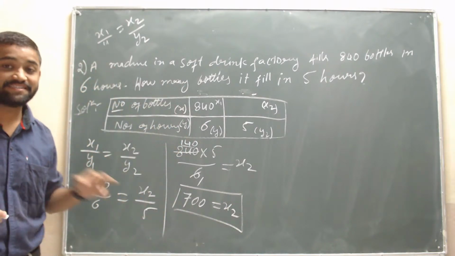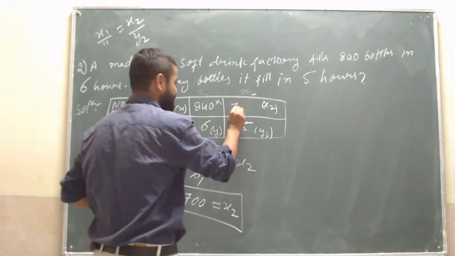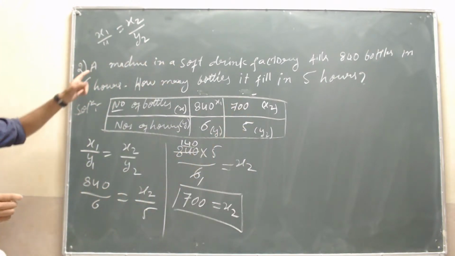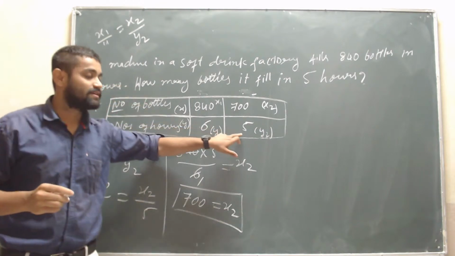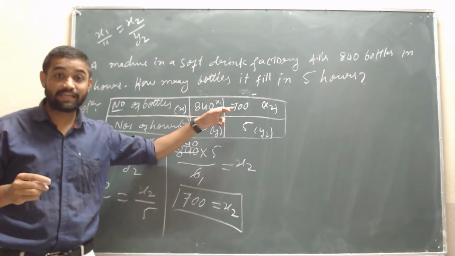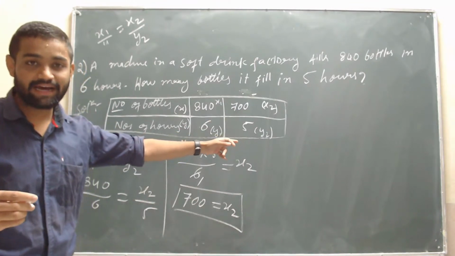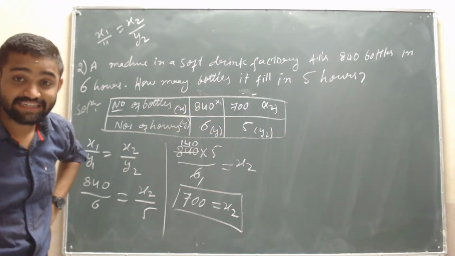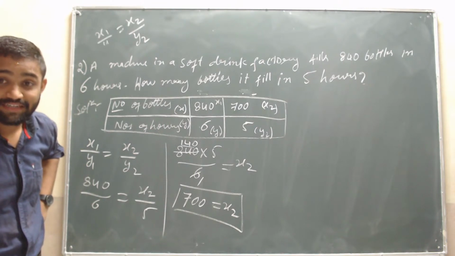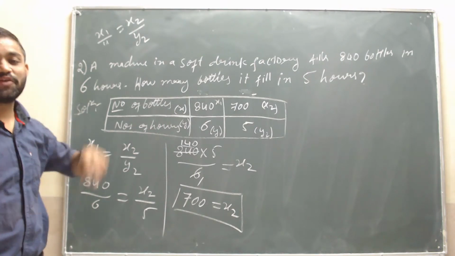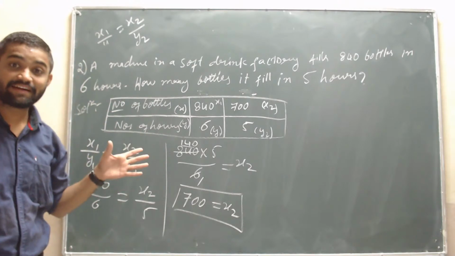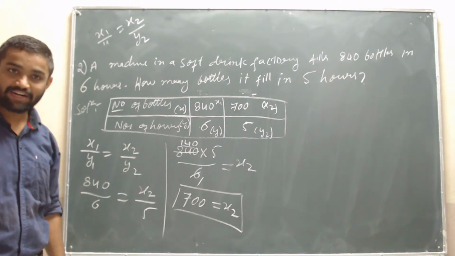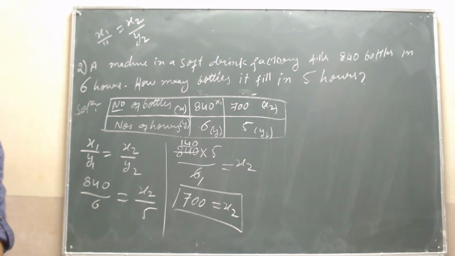Yes, Bharat, that is 700. The machine will fill up 700 bottles in 5 hours and 840 bottles in 6 hours. It's very easy, isn't it, children? Very good, children. 700 is the answer. Yes, that is 700 bottles it will fill. And move to the next question, students.